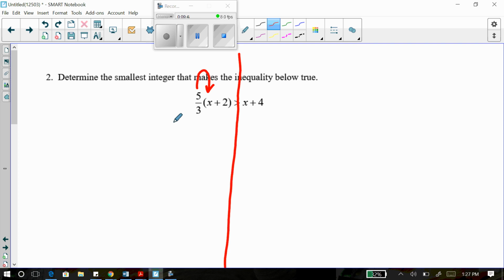So 5/3 times x is 5/3 x. 5/3 times 2 is 10/3. We're going to leave them as fractions because if you leave them as decimals, you will not get an accurate answer. So leave them as fractions for now. Is greater than x plus 4. So just like when we solved equations with fractions, this is just like that. We're going to give these a leg to stand on.